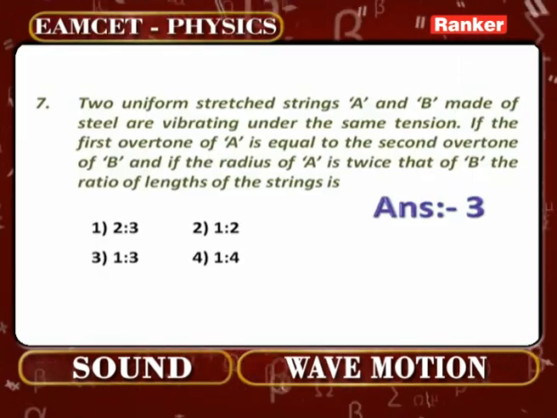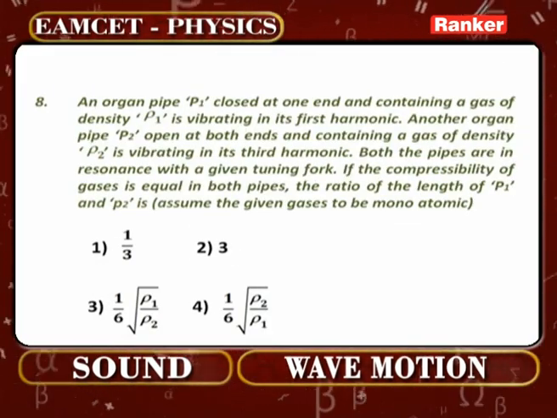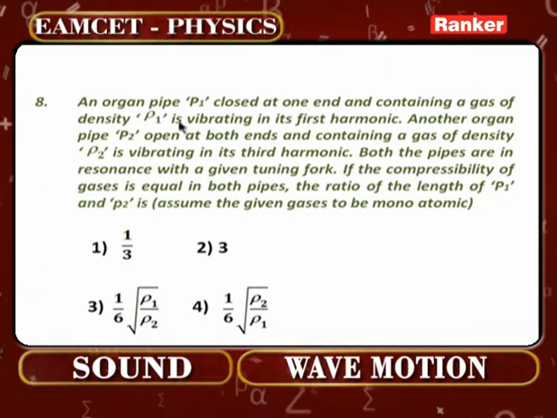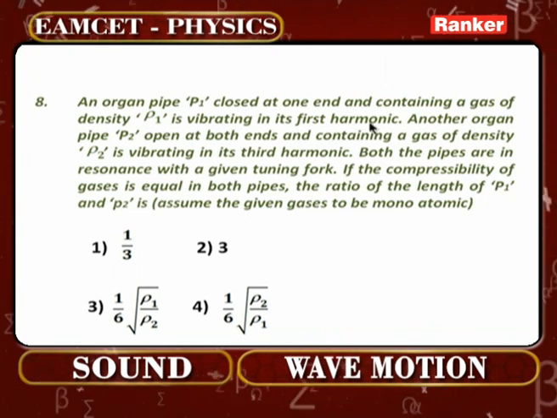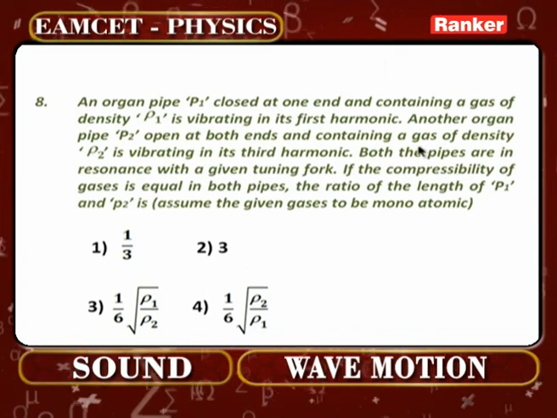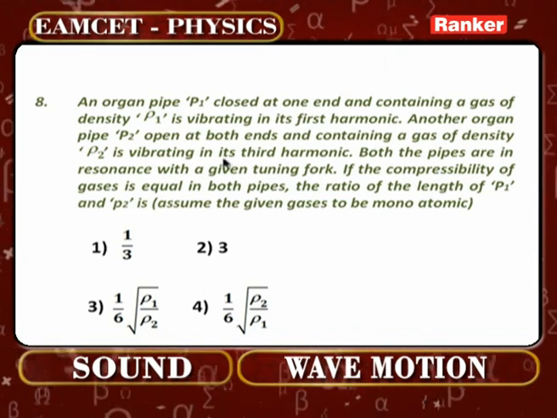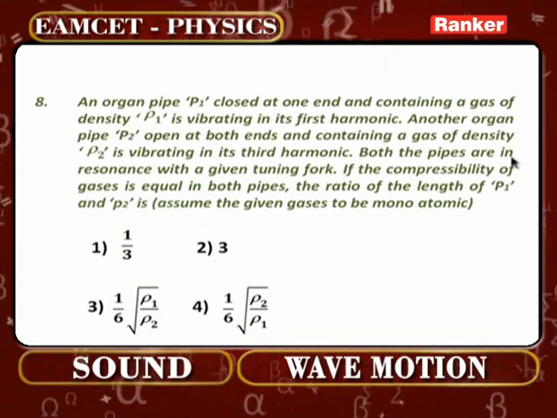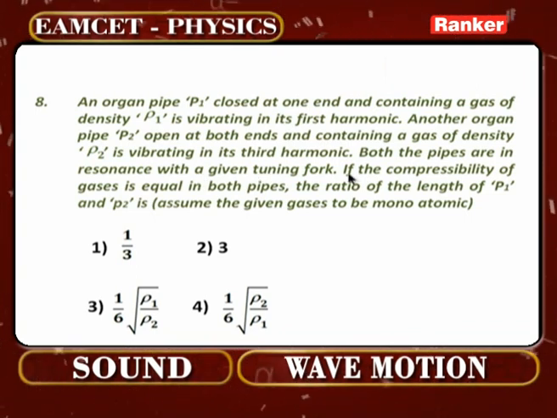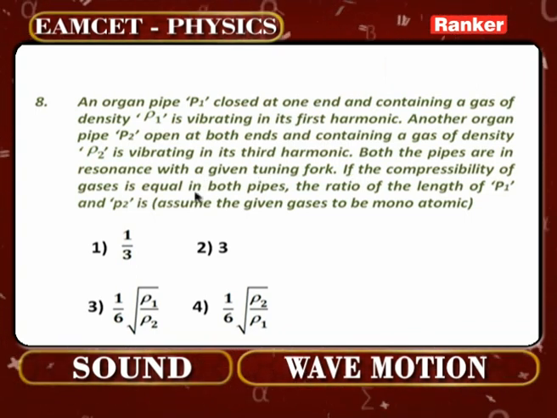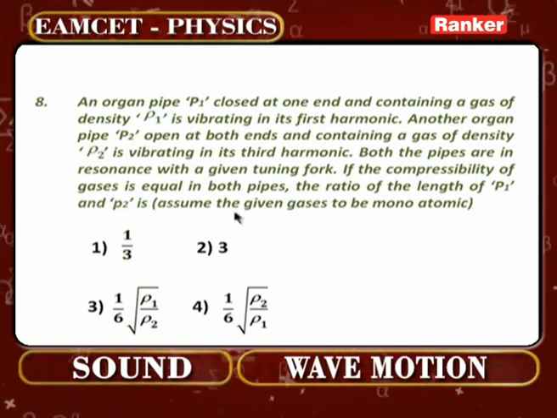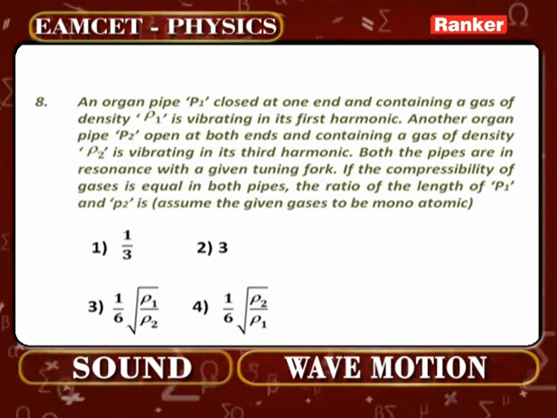Look at the next problem, question number 8. An argon pipe P1 closed at one end and containing a gas of density ρ1 is vibrating in its first harmonic. Another argon pipe P2 open at both ends and containing a gas of density ρ2 is vibrating in its third harmonic. Both the pipes are in resonance, that means their frequencies are equal, with a given tuning fork. If the compressibility of gases is equal in both pipes, the ratio of lengths of P1 and P2 is how much? Assume the given gases to be monoatomic.